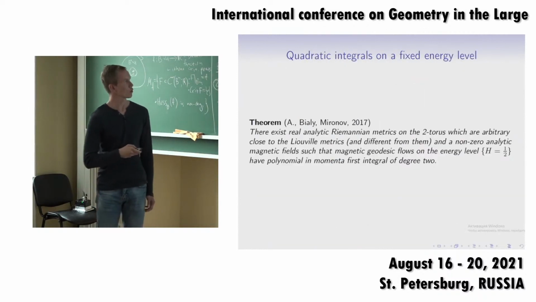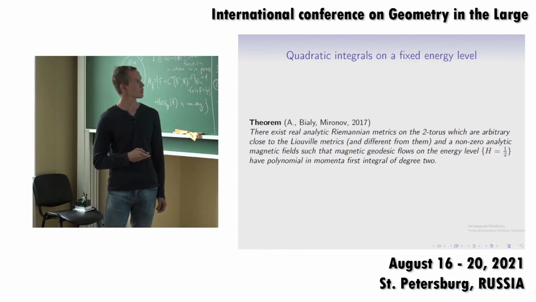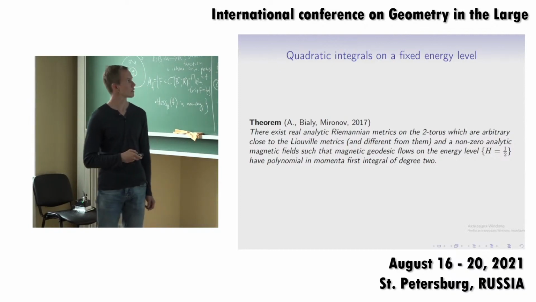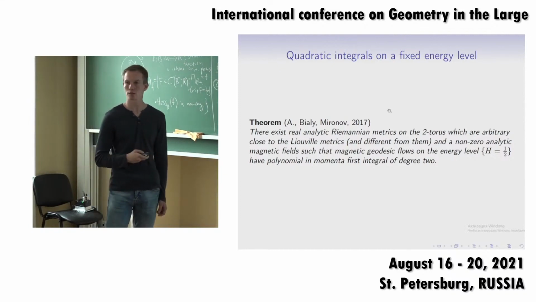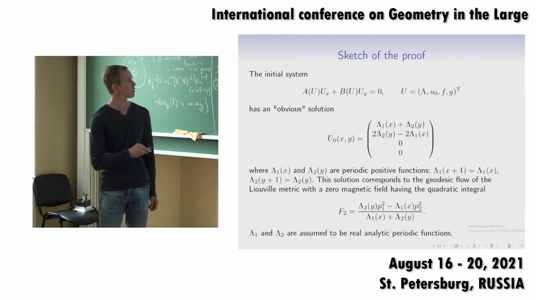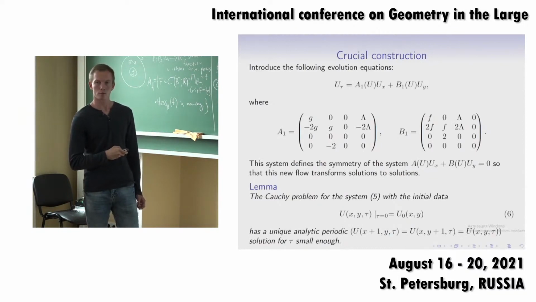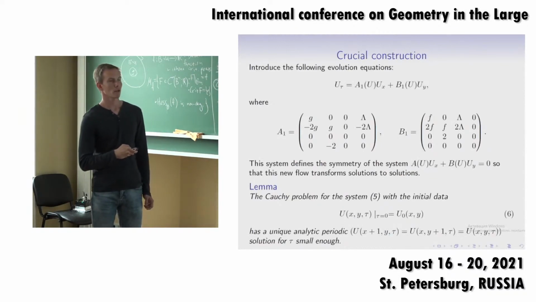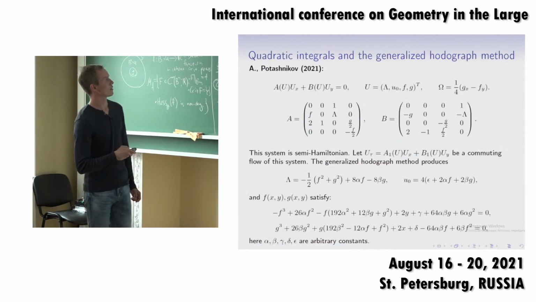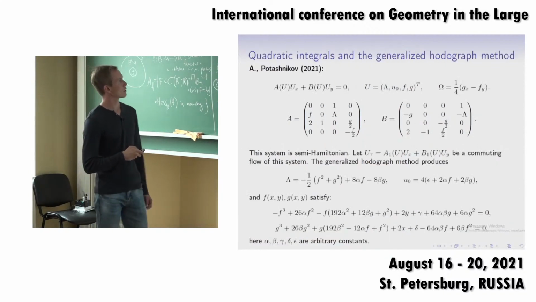So on the two torus there exist analytic Riemannian metrics, arbitrarily close to Liouville metrics and at the same time different from them, and also non-zero magnetic fields, such that the corresponding magnetic geodesic flow admits a quadratic first integral on a fixed energy level. Okay? This is a magnetic example, right? Sure. Okay, one minute, right? Fine.